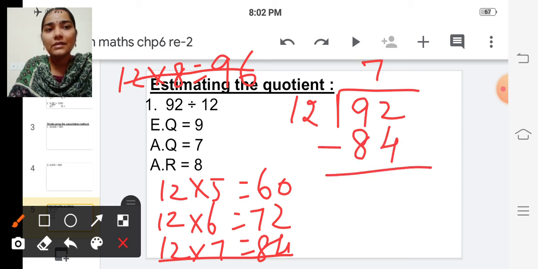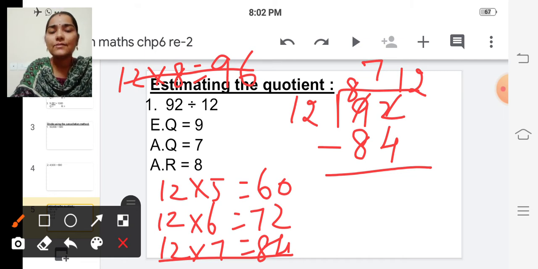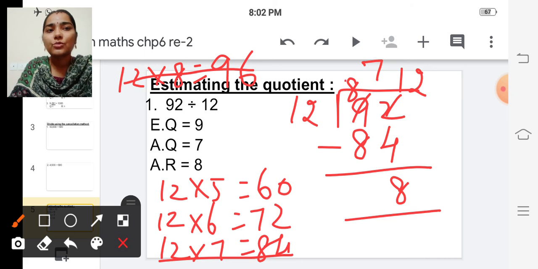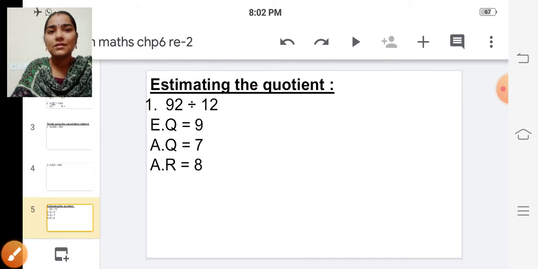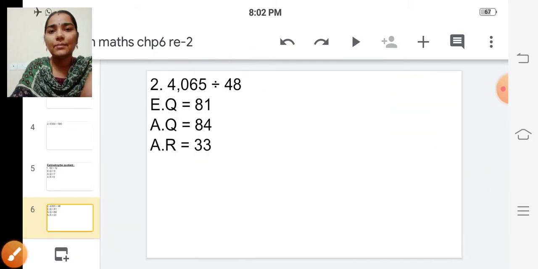So subtract. We have to borrow, carry over. So it will become 8 and it will become 12. So 12 minus 4 is 8. So the actual quotient is 7 and the actual remainder is 8. Okay children, have you all understood? Yes. So shall we do one more example?